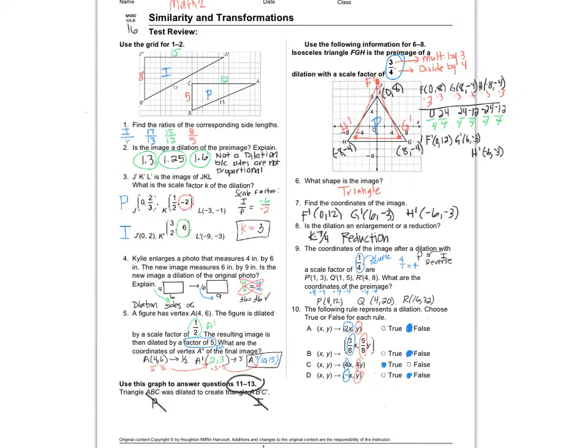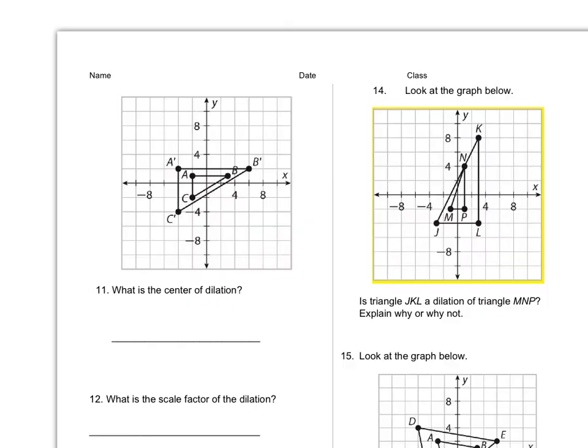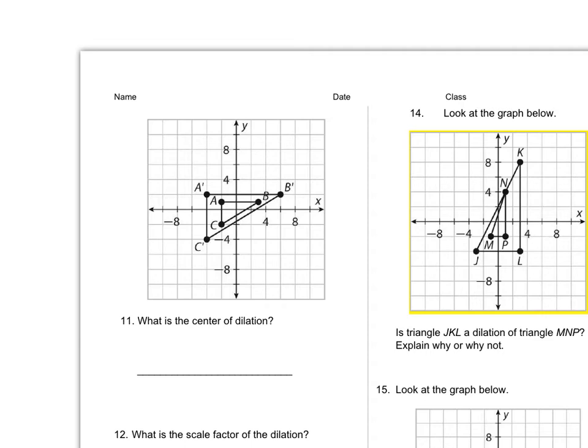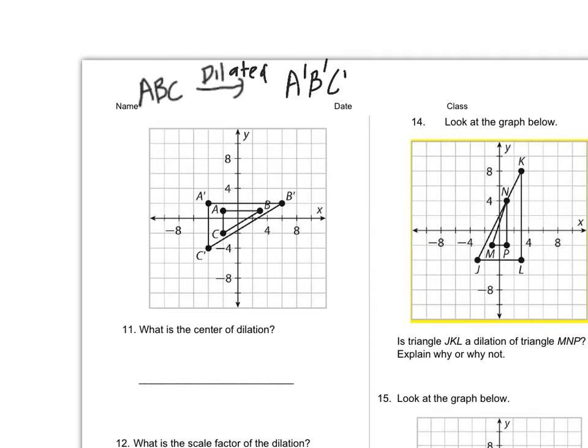This concludes page 1 of our review. Page 2 of our review, for problem 11, ABC was dilated to triangle A prime, B prime, C prime. To find the center of dilation, you're going to need to connect the lines A prime and A, and also B prime and B.